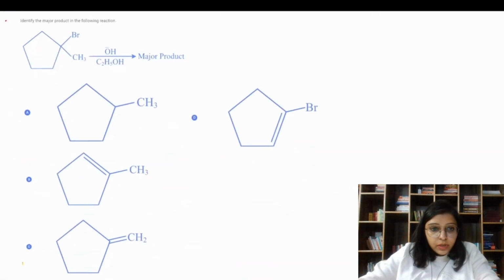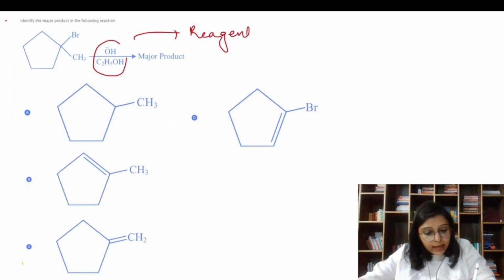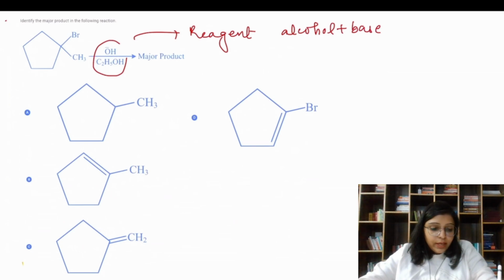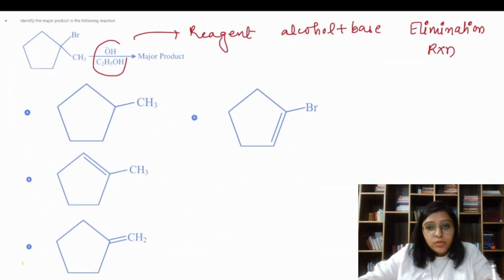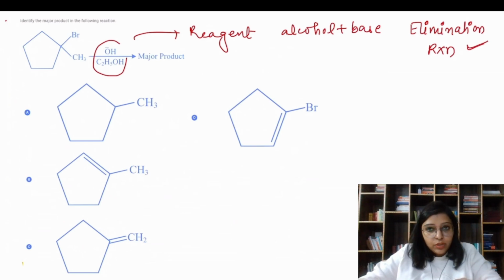Identify the major product in the following reaction. So if you see the reagent, the reagent is alcohol plus base, right? Alcohol plus base. So it should do an elimination reaction, right or wrong? It should do an elimination reaction. But the point is that heating should be given. Heating is not given, but just look at the options. Look at the options. So in the options we have alkene, right? So it means we have to do an elimination reaction.